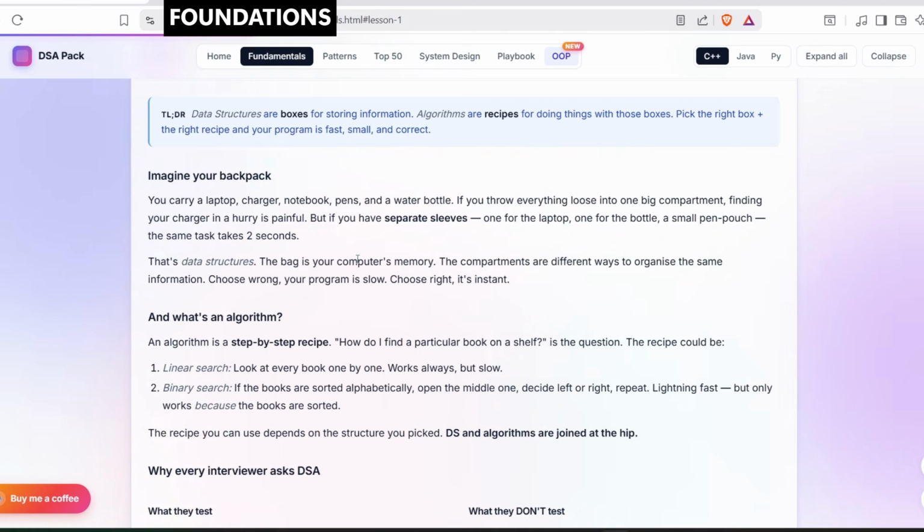The bag is your computer's memory. The compartments are different ways to organize the same information. Choose wrong, your program is slow. Choose right, it's instant. So let's begin. What's an algorithm?